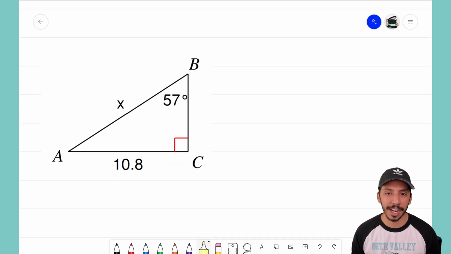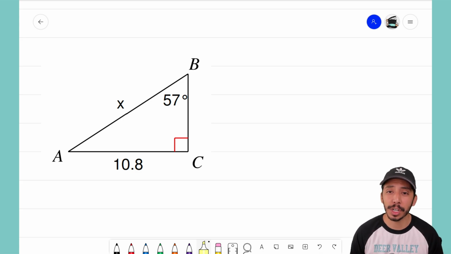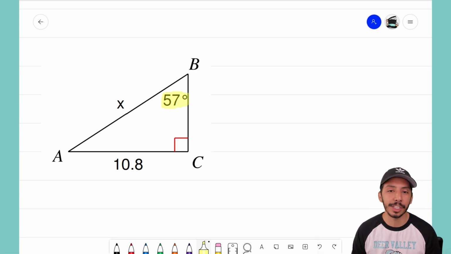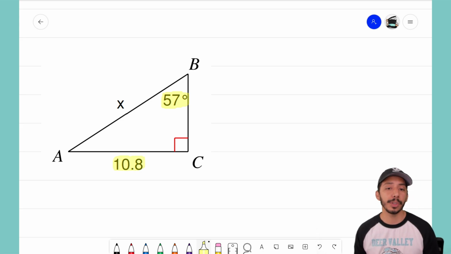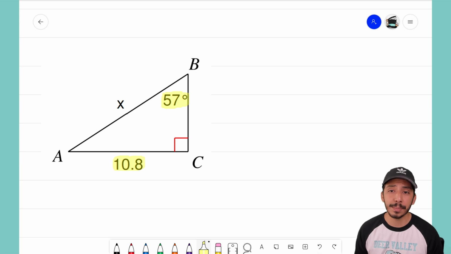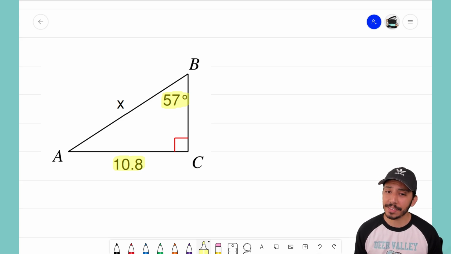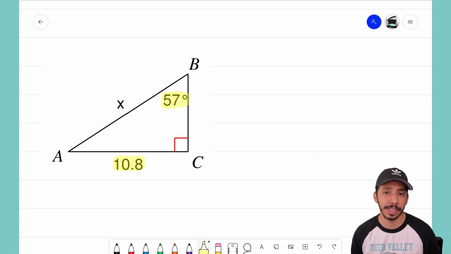Let's look at this right triangle. And I'm looking at this right triangle, and again, first things first, I want to look and see what information do I have. Well, I see that I do have an angle here that is 57 degrees, and I do have a side that I know its value of. So again, very similar to the example we just covered, I have an angle, I have a side. It's either going to be sine, cosine, or tangent.